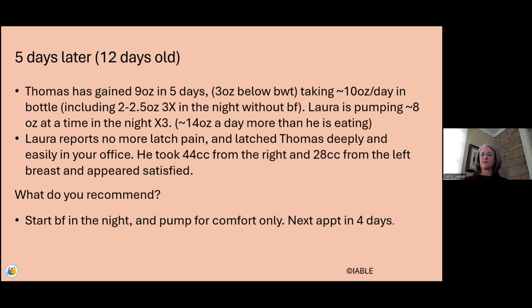Commend them on how far they've come for sure. Offer more breast and less pumping. Perfect. And yes, ask mom what her goals are. Presumably, she would like to quit pumping. It's no fun, and she just wants to breastfeed. Although she is liking putting some milk in the freezer because everybody does.